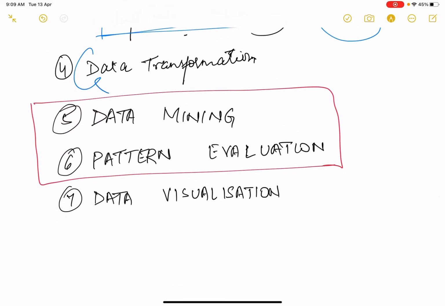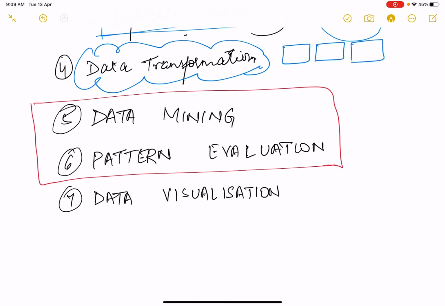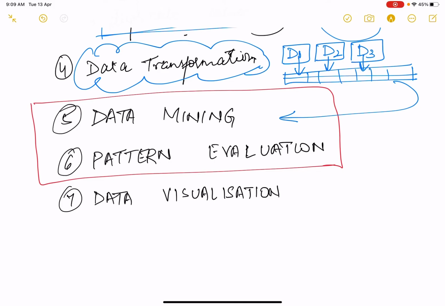Next we move towards data transformation. In data transformation, we have heterogeneous data. That means if this data is of the form D1, this data is of the form D2, and this data is of the form D3, then we have to convert it into a coherent data set. After converting into a single type of data set, we will give it as an input for data mining problems. This is the complete area of data mining.